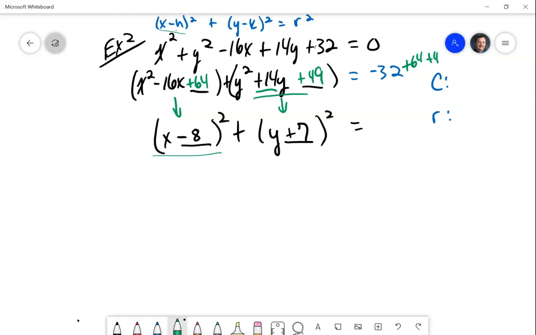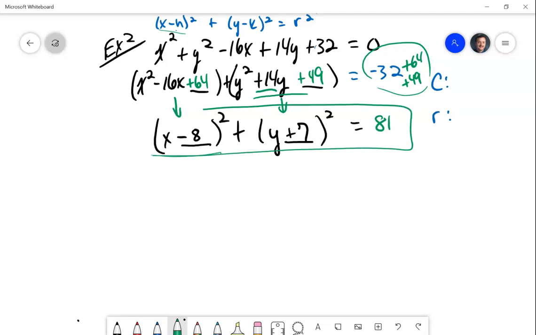Okay, it doesn't want to, so let me kind of back up. I think I'm too close to a certain part there, and I'm going to put plus 49 there. Okay, so now let's clean this up. If I put all these pieces together, negative 32 plus 64 plus 49, I think that comes out to be 81. Now, if you'll notice, we have now rewritten this circle equation to look like my standard form.